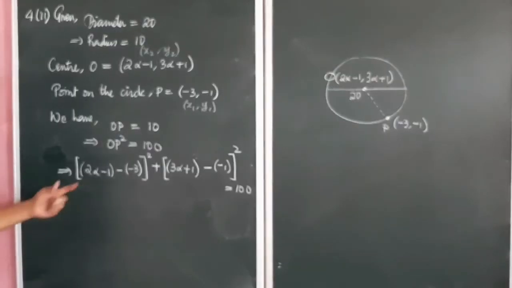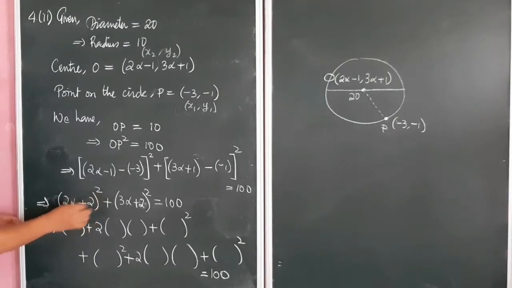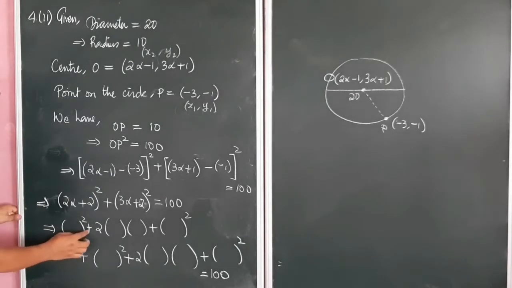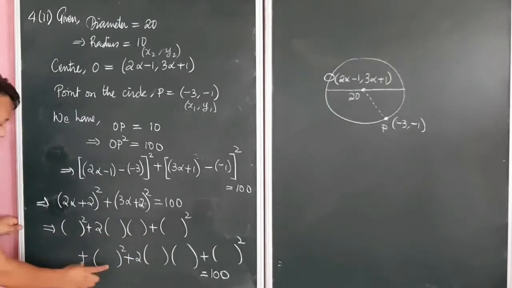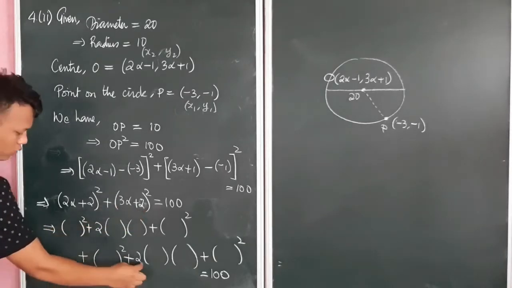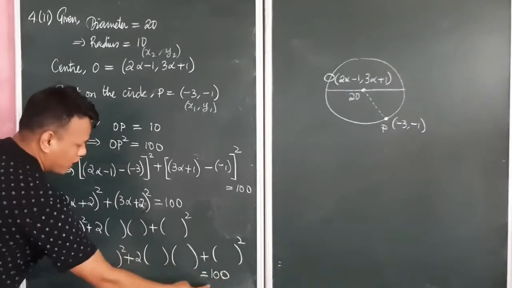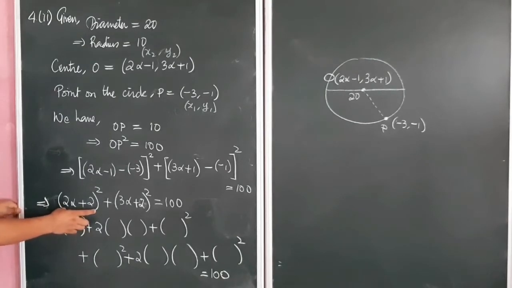All right, so let us quickly simplify this. If you see here, this is a plus b whole square, right? So a plus b whole square is a square plus 2ab plus b square. And similarly, here also we have a plus b whole square, so a square plus 2ab plus b square, and this will be equal to 100. Let us see the expansion of this.